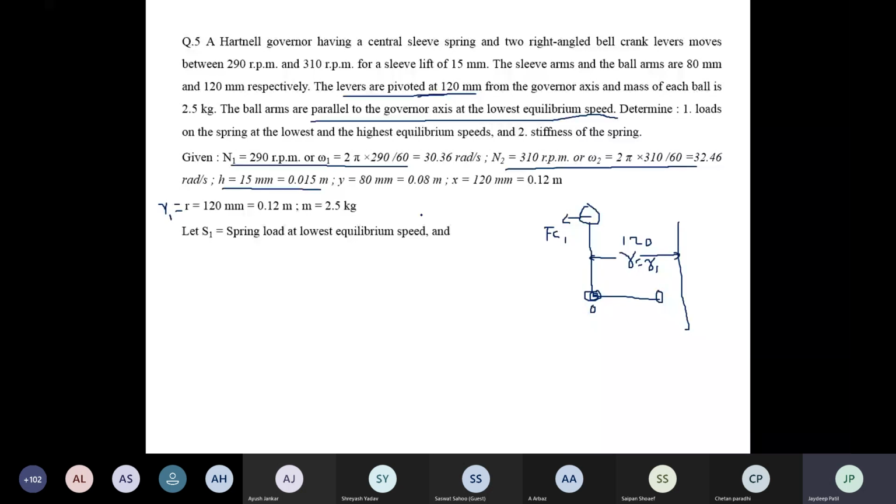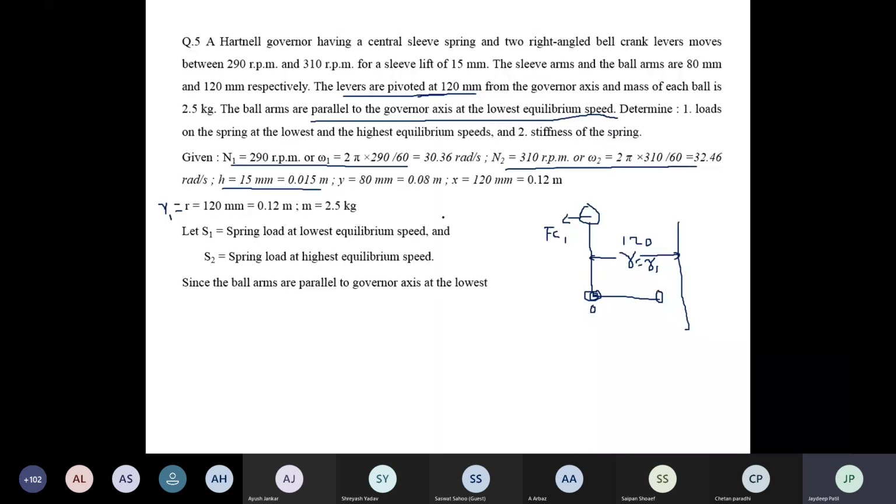Okay, done. Now to find out the spring force at the lowest equilibrium position, we know R is equal to R1. It is very easy to find out the speed at lowest equilibrium position. And S2, the spring load at highest equilibrium position. Now since the ball arms are parallel to the governor axis at lowest equilibrium position, you have to consider the same condition.